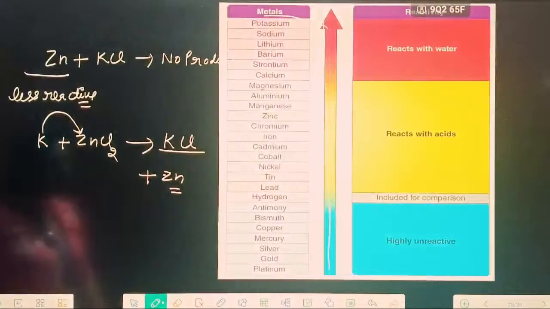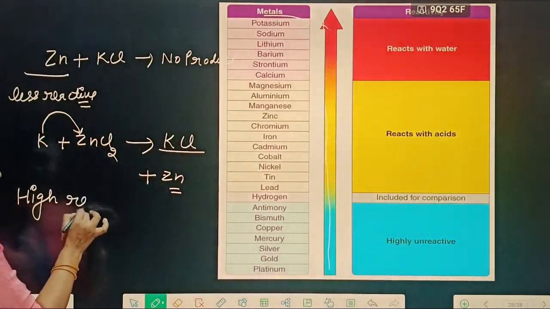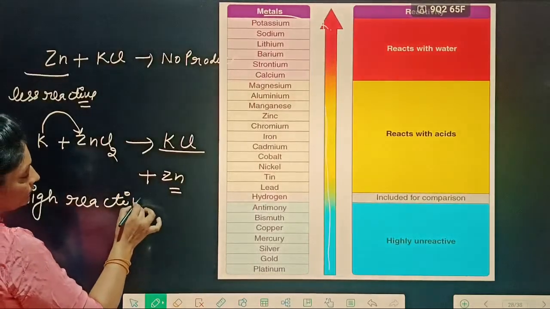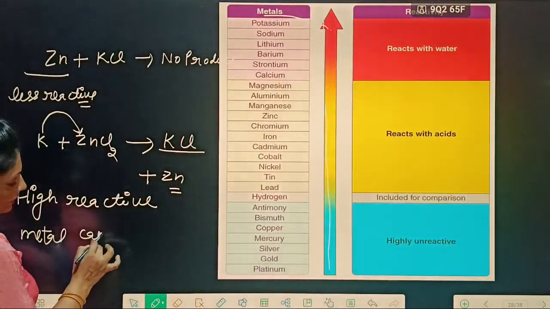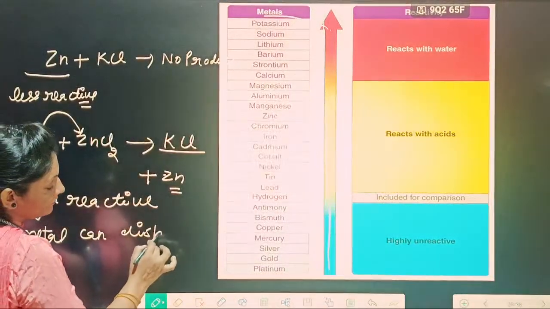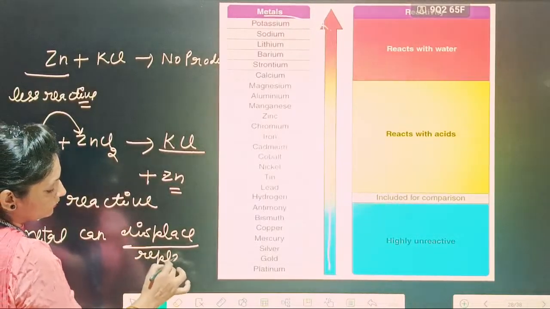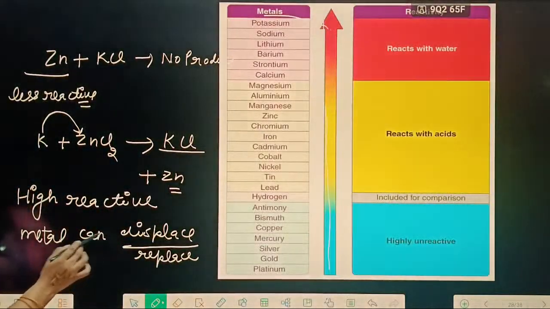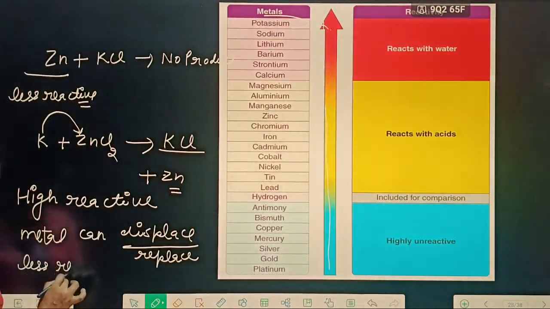So students, a highly reactive metal can displace, we can write replace also, a less reactive metal only.